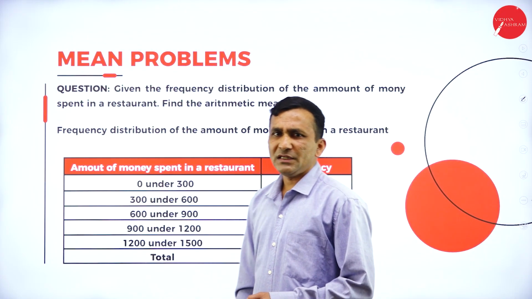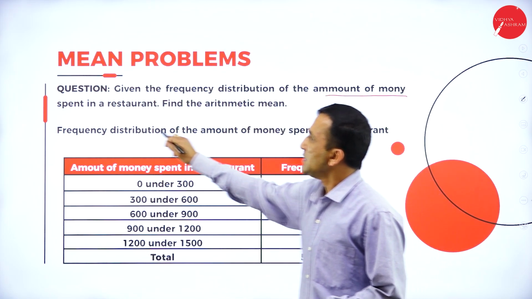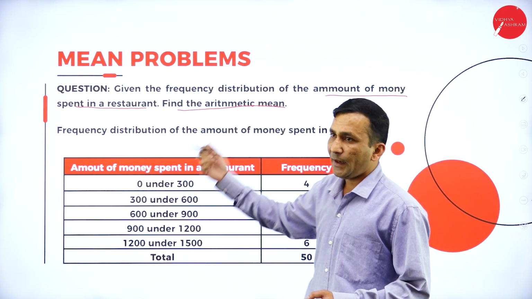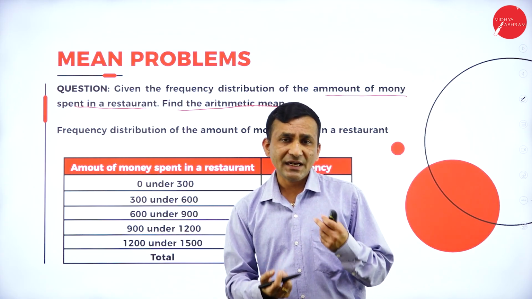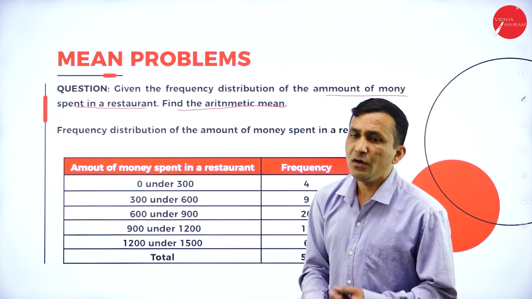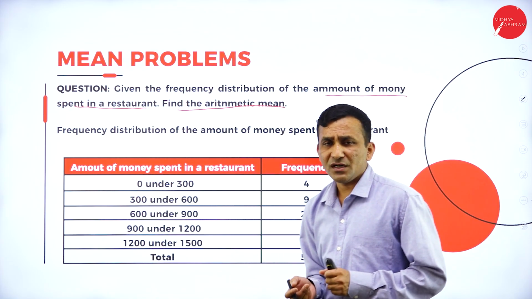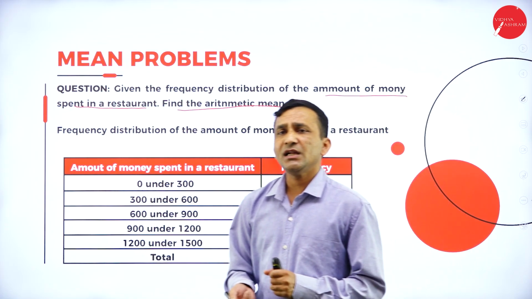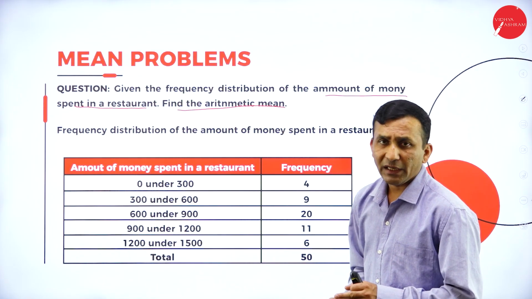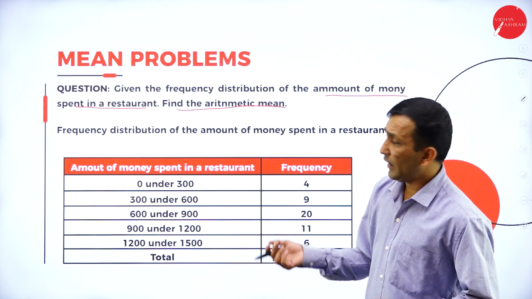The second problem in this session: given the frequency distribution of the amount of money spent in a restaurant, find the arithmetic mean. The same formula, either I can solve by the direct method or the indirect method, but here they have not specified which method to follow. Always keep in mind, if the set of data is a one-digit series, it is better to calculate by the direct method. If two-digit or three-digit numbers are given, it is better to calculate with the help of step deviation or the assumed mean method.